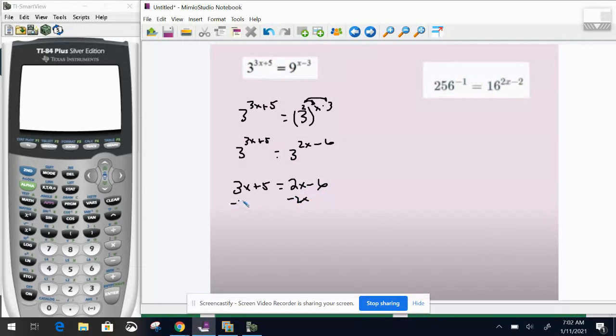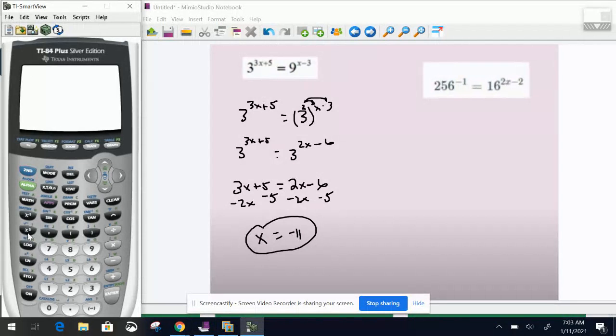Now I get the variables on the same side, the numbers, and I get x is equal to negative 11. So as we're doing these problems, again, ask yourself, can I get the bases the same? So you will recognize this, 256 and 16, and if I take the square root of 256, what do I get? 16. The reason I'm taking the square root is because I could get 16 squared, right?